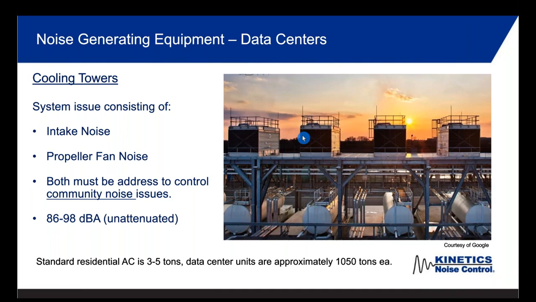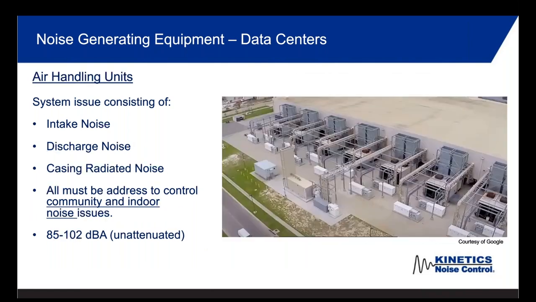I was running on a side item here. For standard residential AC units for your house, you might order a 3 to 5 ton unit. I thought it was interesting: now there's a redundancy here, of course, but if you look at one of these units, one unit is about 1,050 tons each, whereas our houses are only 3 to 5. I like those comparisons. This is big power. This is big cooling, hence big data.